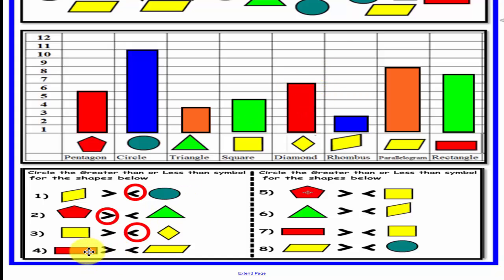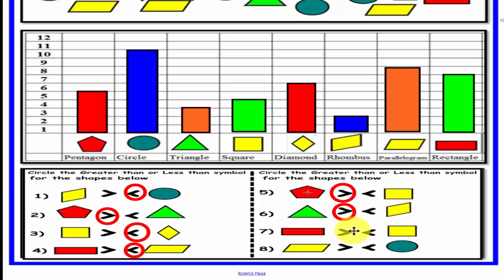Okay, now we have the rectangle and the parallelogram. The parallelogram was 8, and the rectangle was only 7. Over here we have the pentagon and we have the square again. This was 5 and that was a 4. The triangle was 3 and the rhombus was only 2.